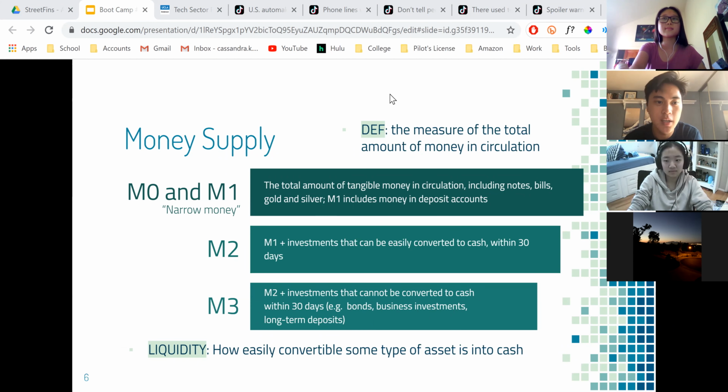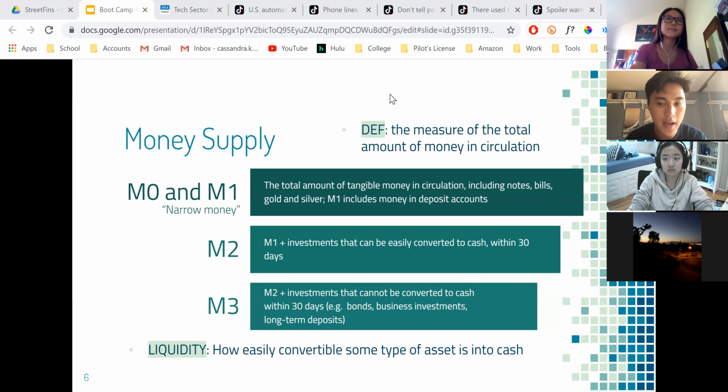So the basic rundown is that M0 includes only hard currency in circulation. M1 includes all of M0 plus checking accounts and certain other checkable deposits. And although checking accounts are technically out of circulation, the owner can retrieve that money from the bank upon demand. M2 includes all of M1 plus liquid deposits that can be converted within 30 days. And M3 includes all of M2 plus investments that cannot be converted to cash within 30 days.